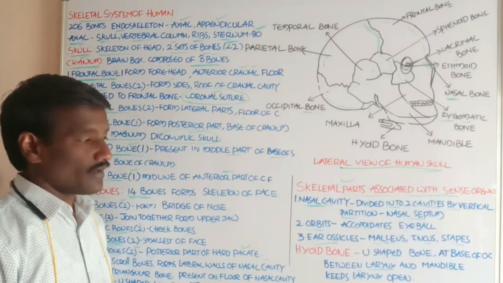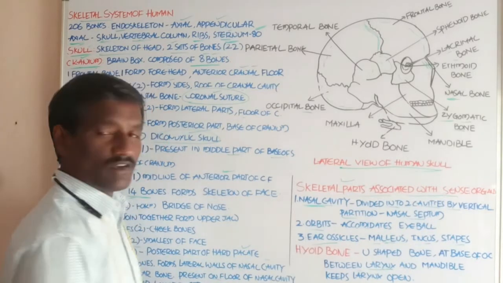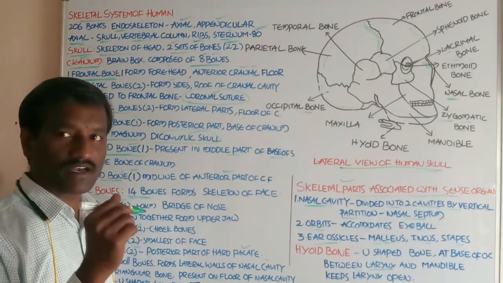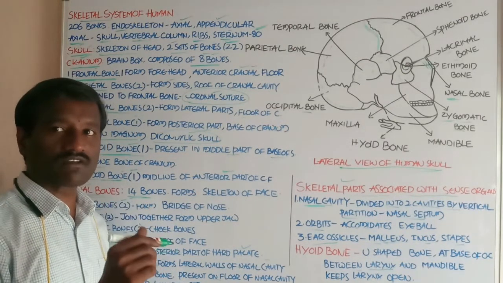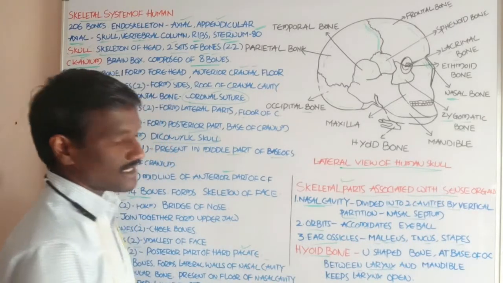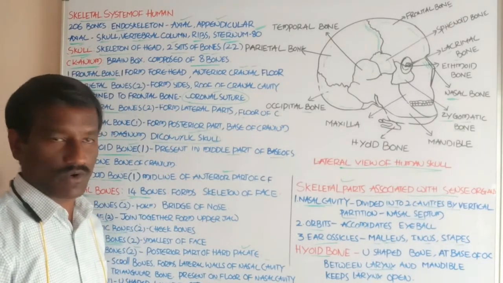Okay, students. These are the movable tiny bones present in the middle ear, which are called ear ossicles. Next, another one is the hyoid bone.